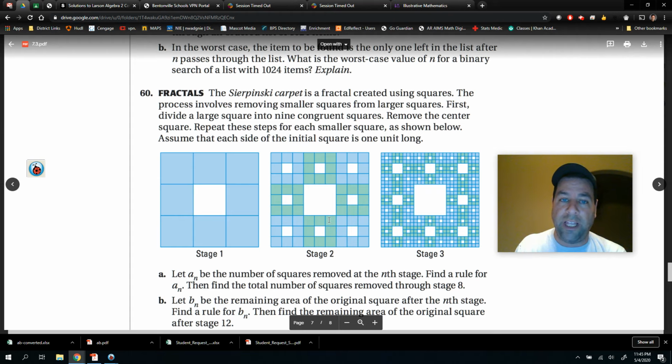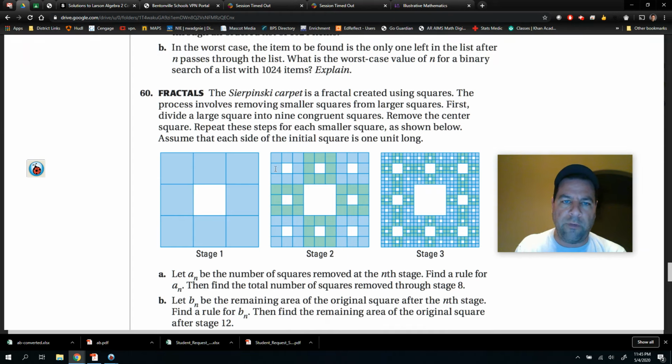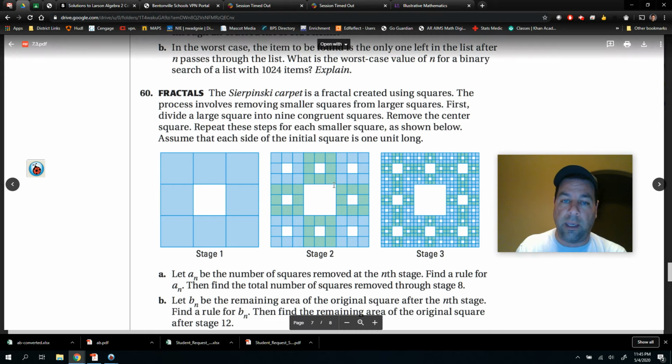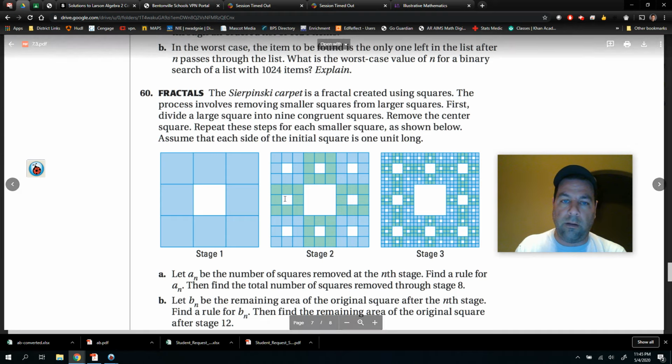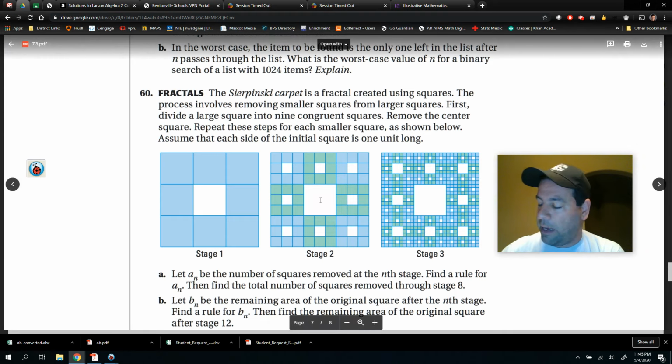Stage 2, how much is left? Well, there's 8 here. So 8 times 8, there's 64 left because there's 8 in each square. So on stage 2, there is 64 left, and this is out of 9 squares here, but you got to still include this because it's out of the entire thing. So 9 times 9, it's out of 81.